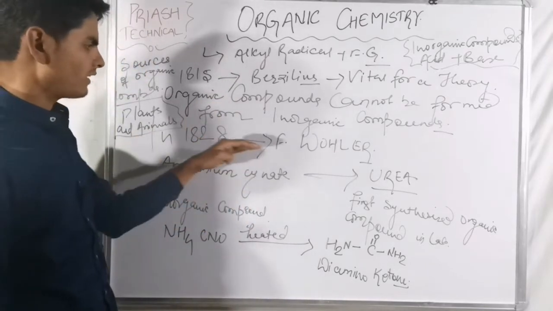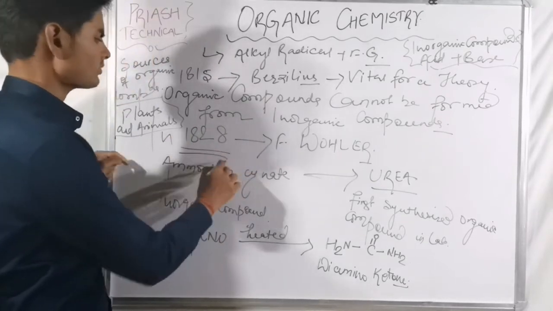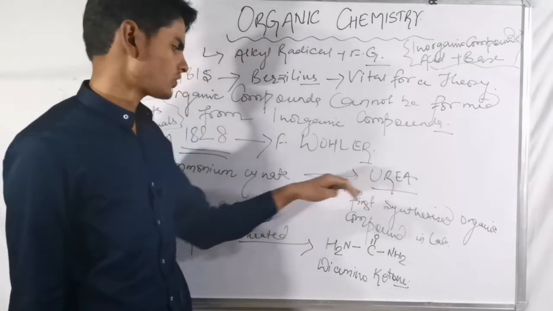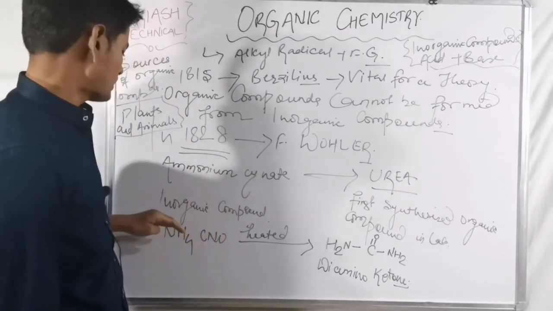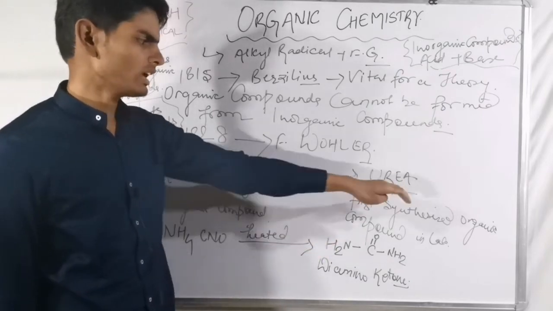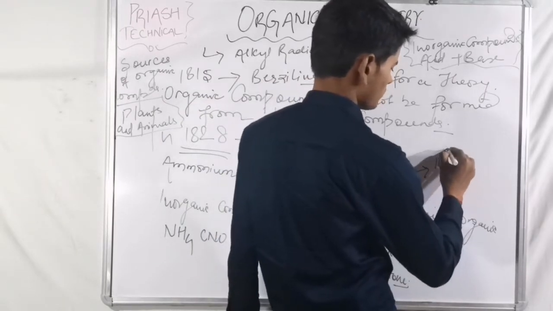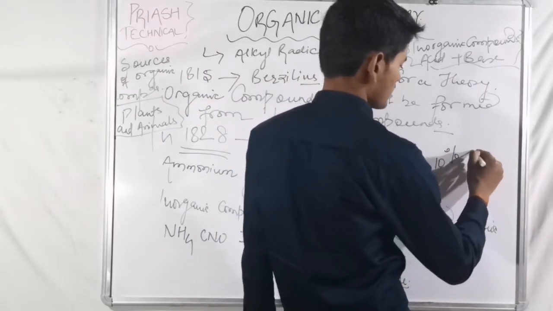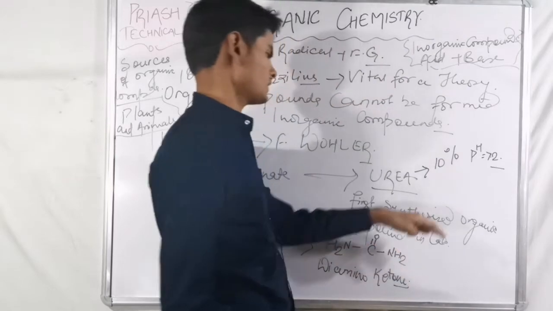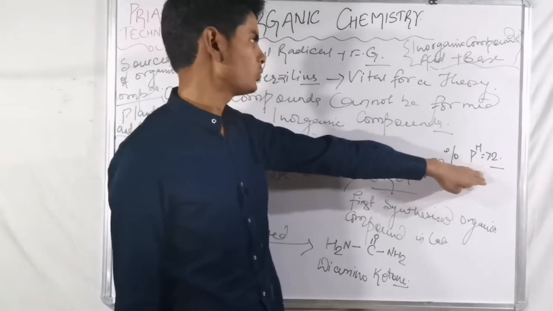But when Berzelius' student Wöhler in 1828 first synthesized an organic compound called urea from the inorganic compound ammonium cyanate, when ammonium cyanate is heated, urea is obtained, and we know that the pH of a 10% solution of urea is 7.2.